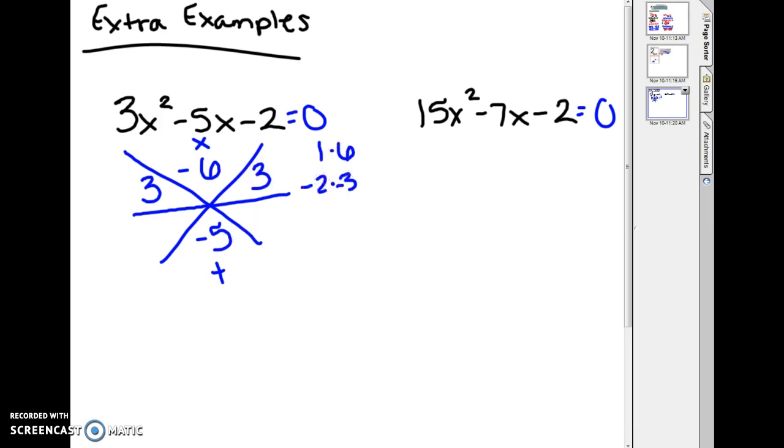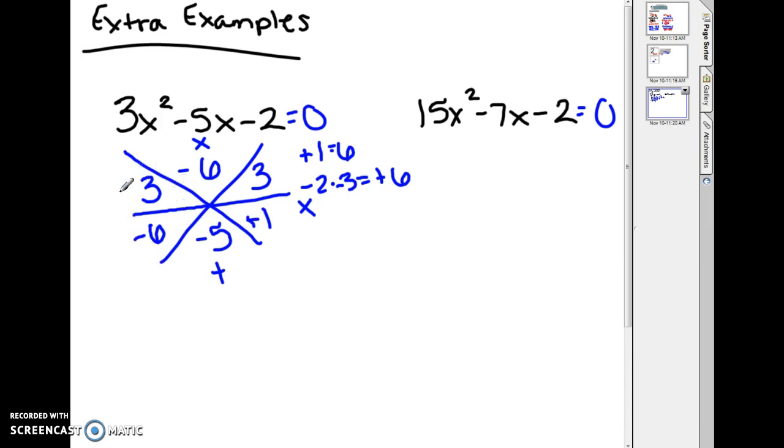If I make both of these negative, it adds to -5, but that equals +6, so that doesn't work. But let's see, if I make this a -6 and a +1, that gives me -5, and also multiplies to -6. So there it is, -6 and +1. Those are the numbers I'm going to use.